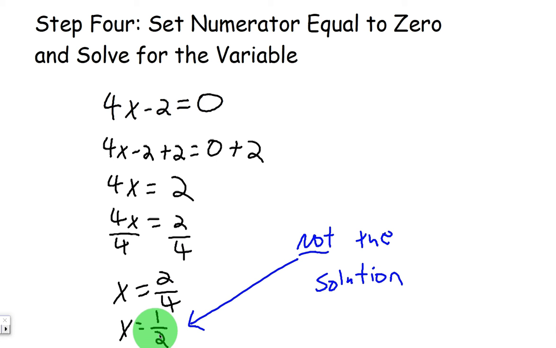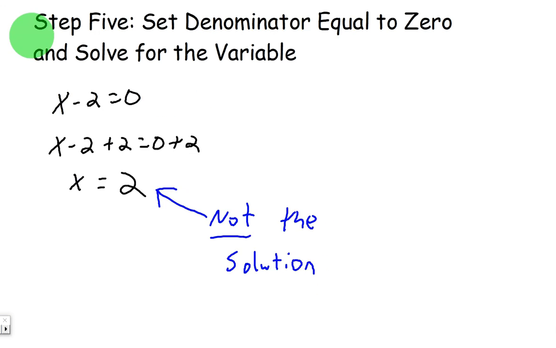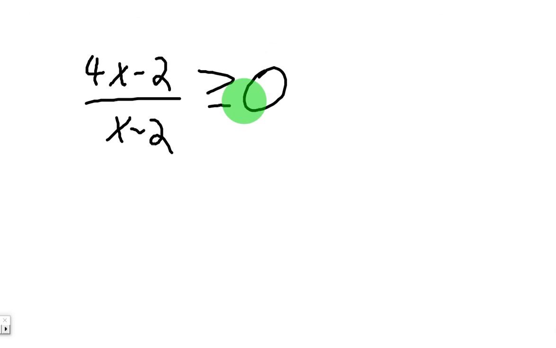Remember, this is an inequality. So we know x is not equal to just one number, right? It could be lots of numbers. For example, the answer could be x is greater than 7 or something. So anyway, just to be clear, that's not the solution. It's a test value. Next step, we're going to set the denominator equal to 0 and solve for the variable. Again, this is actually also a test value.